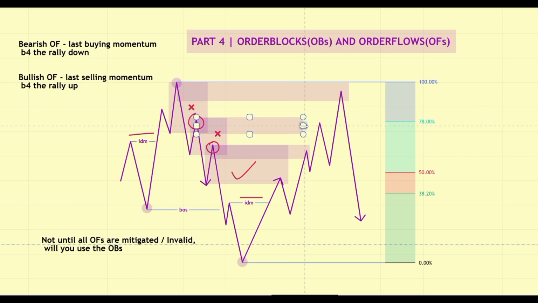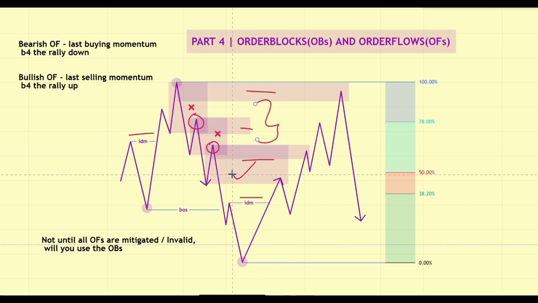And note that I have not said this one here that is in between the extreme order flow. I didn't say this one, which is in between the extreme order flow and the extreme order block. It doesn't matter how many POIs are in between here, between this extreme order block and this extreme order flow.